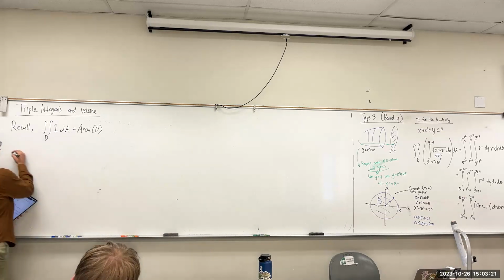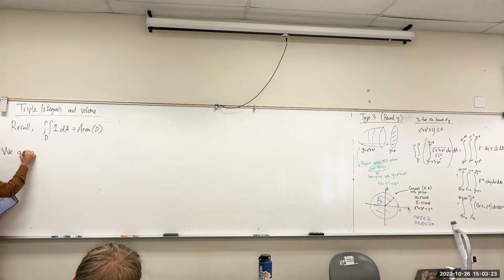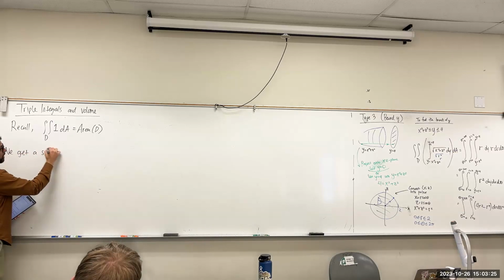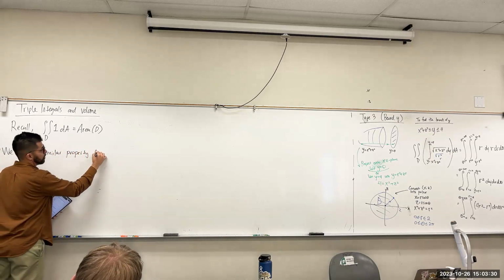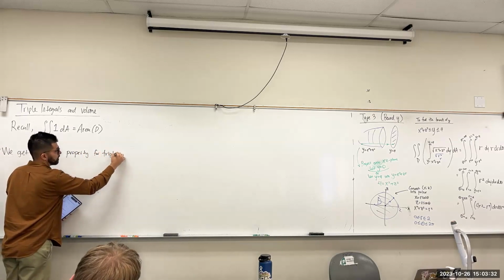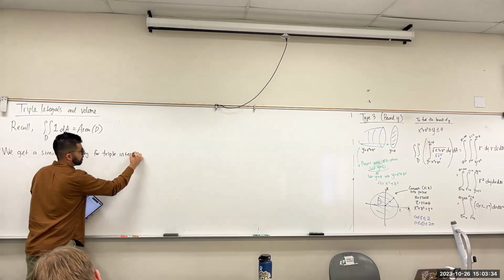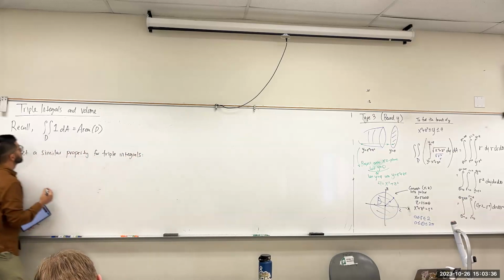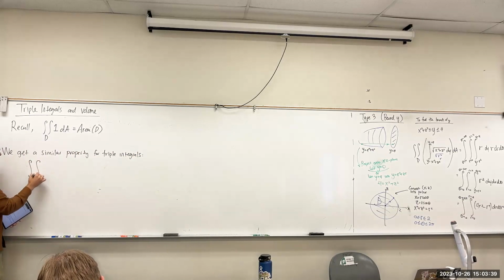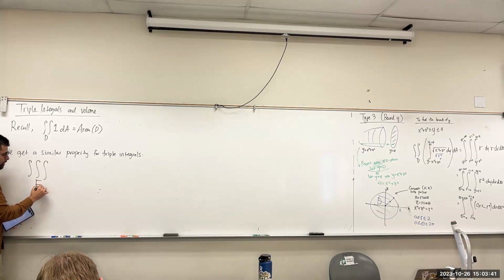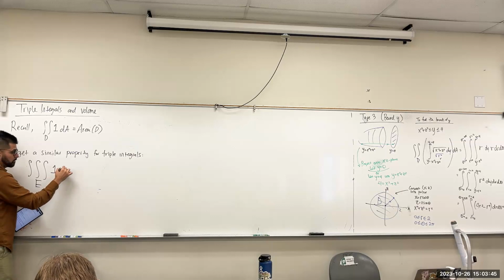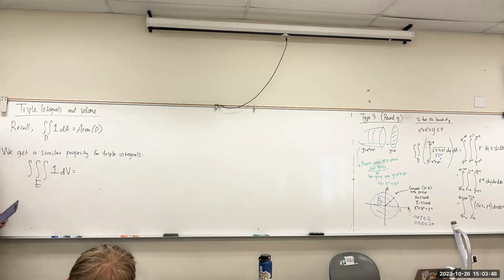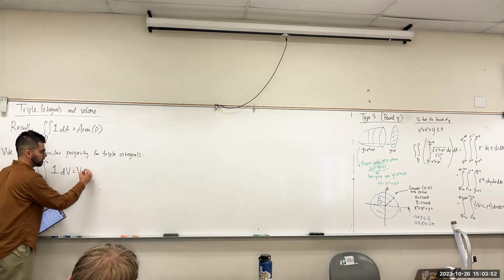And so we get a similar property for triple integrals. Now, when you have a solid E and you triple integrate over it, and your function is just the function 1, what do you guys think that's gonna equal? It's gonna equal the volume of the solid.